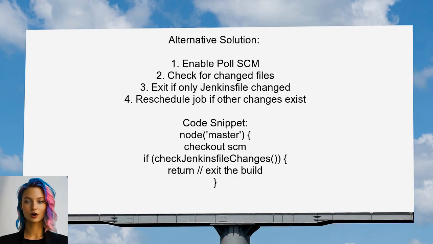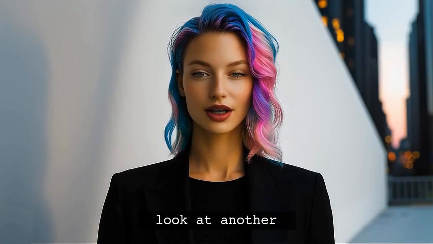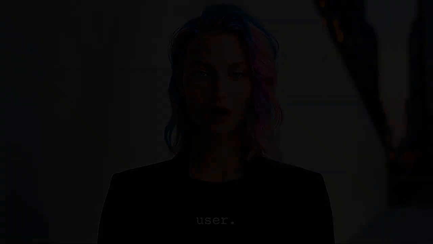An alternative approach suggests using a scripted pipeline to handle Jenkins file changes. First, ensure that polling for SCM is enabled. Then, check which files have changed since the last build. If only the Jenkins file has changed, exit the build. If there are other changes, reschedule the job with the updated Jenkins file. Let's take a look at another answer from another user.